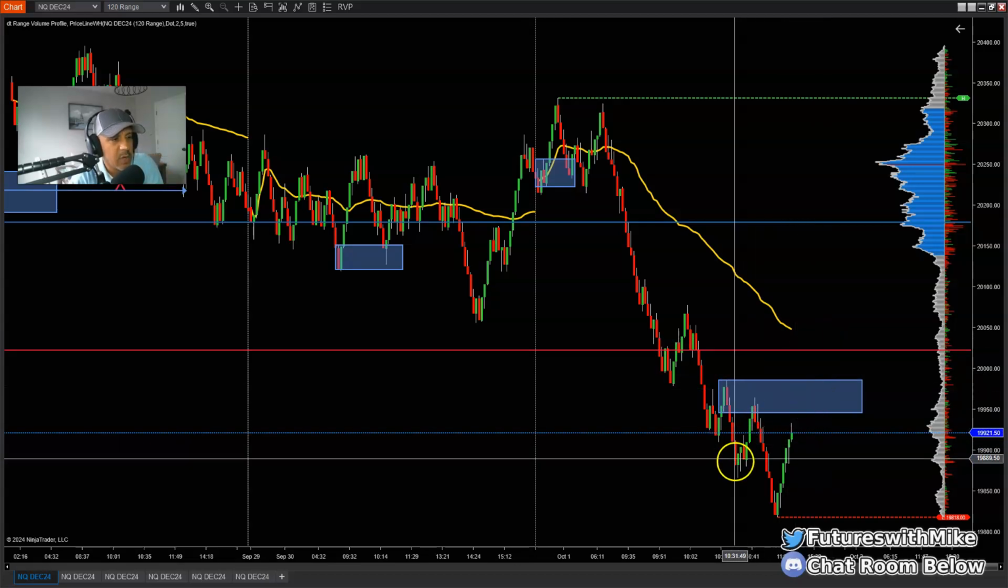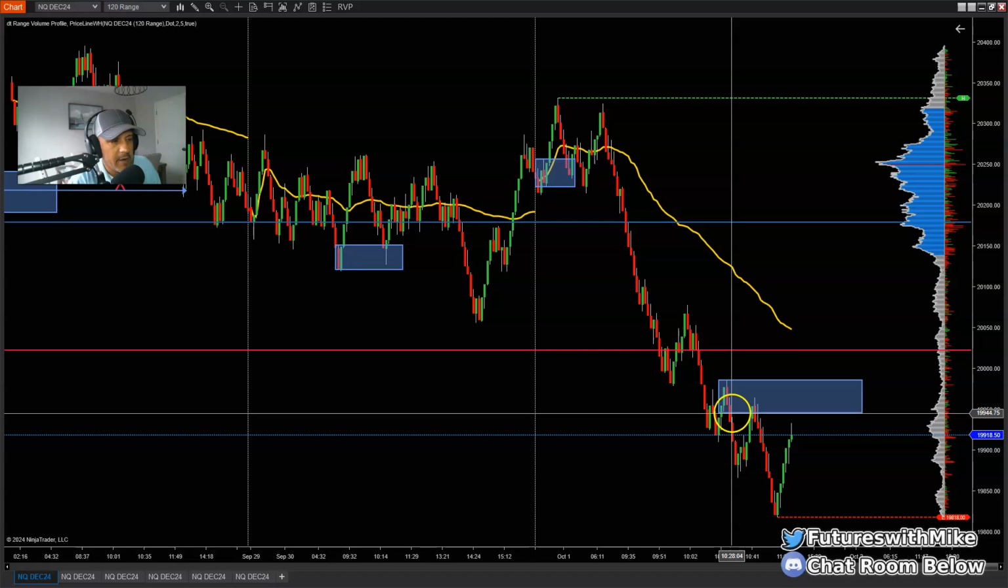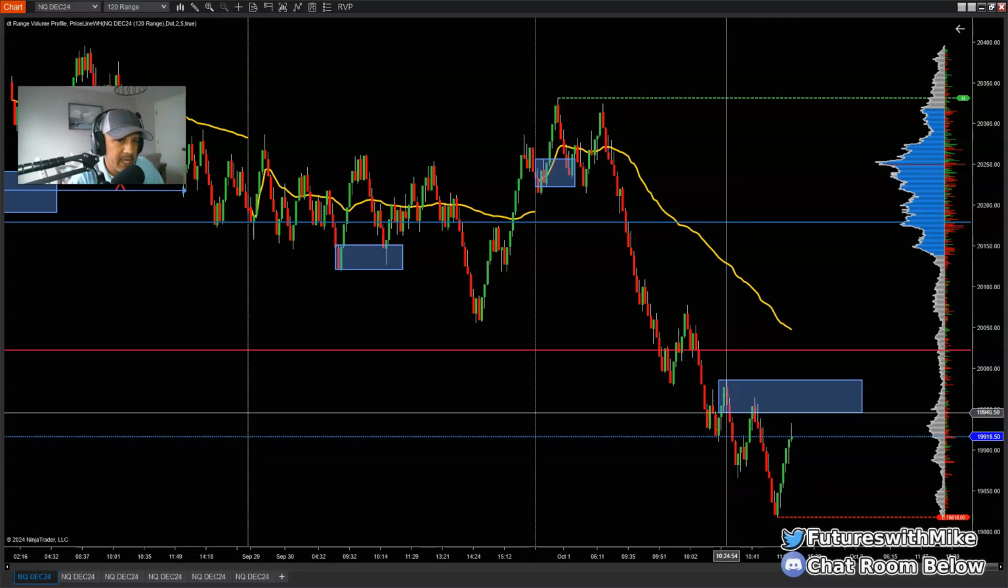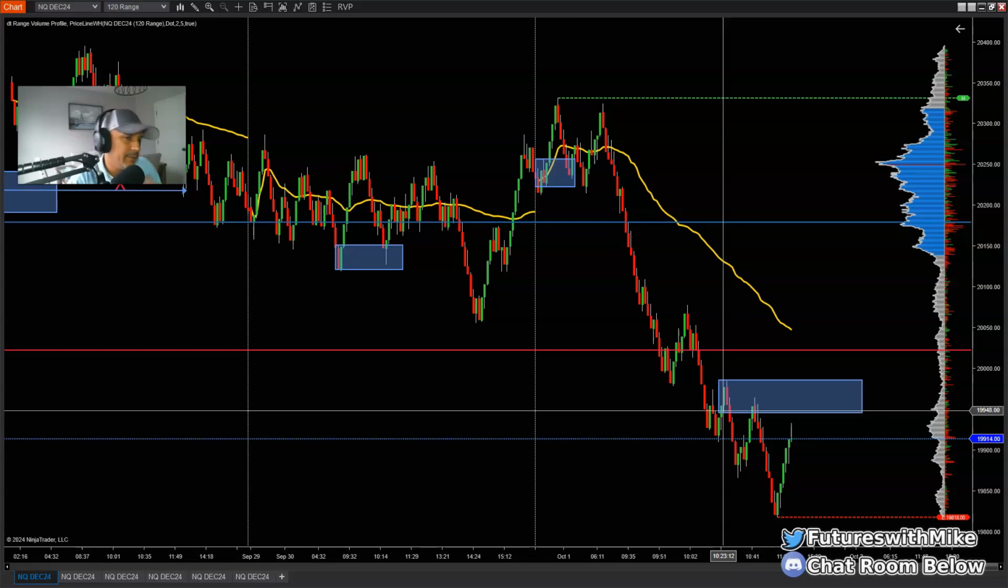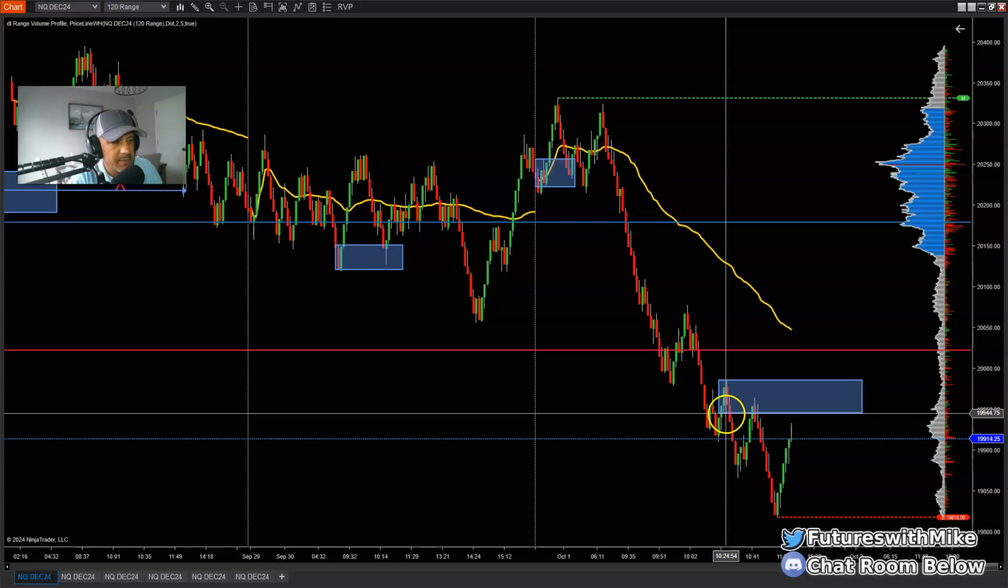So that's why this zone right here worked very well. It's an untapped, unmitigated zone. And unmitigated means that the market hasn't come back and filled in that area. There's an imbalance resting at that zone there. If you don't know enough about imbalances, please look online, do some homework, do your research, and then you'll understand it more.